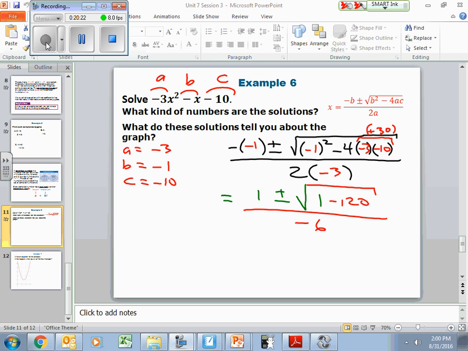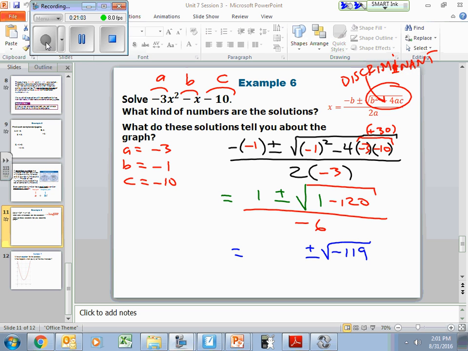The radical, what's inside of it, is called the discriminant. When you do the quadratic formula, the discriminant is the number under the radical. Nonetheless, the discriminant is going to wind up being negative. Anybody know what 1 minus 120 is? So negative 119.